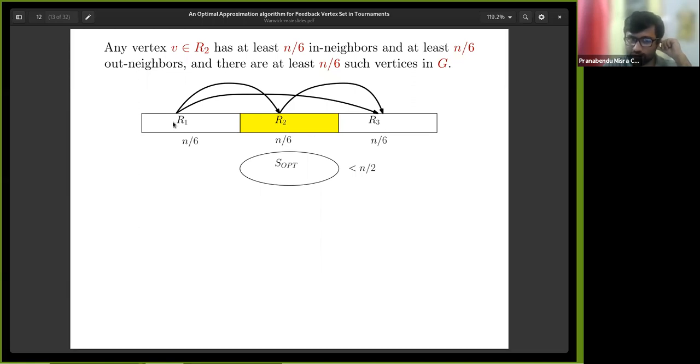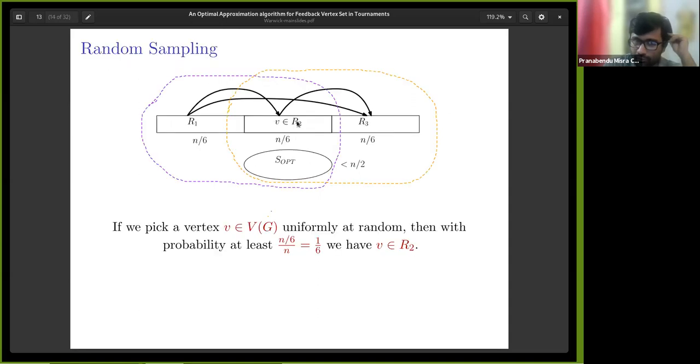All the vertices in R1 have edges going to this vertex, and all the vertices in R2 have edges coming to them from this vertex. So this particular vertex has at least n/6 in-neighbors and n/6 out-neighbors. And the number of such vertices is n/6. So, are there any questions about whatever I've said so far?